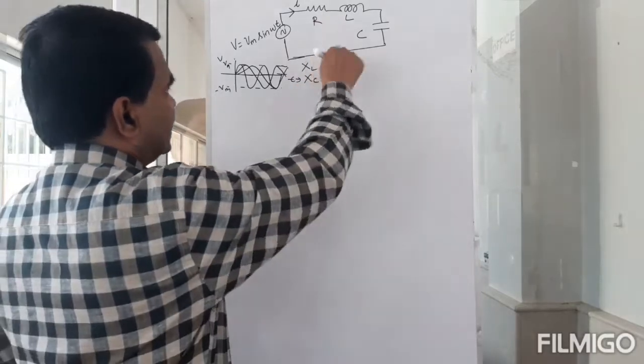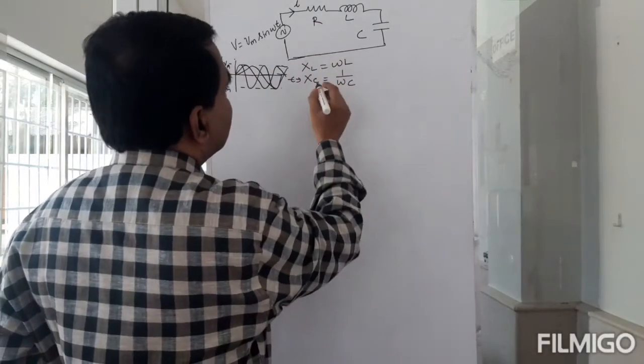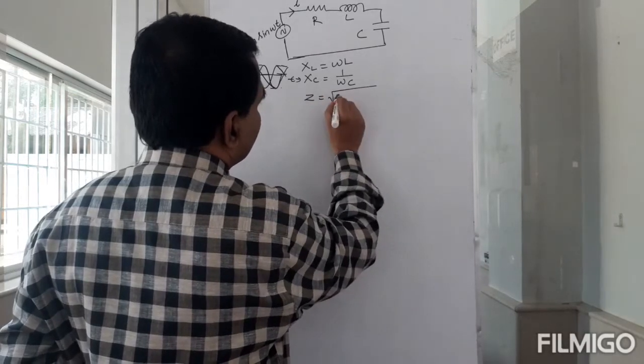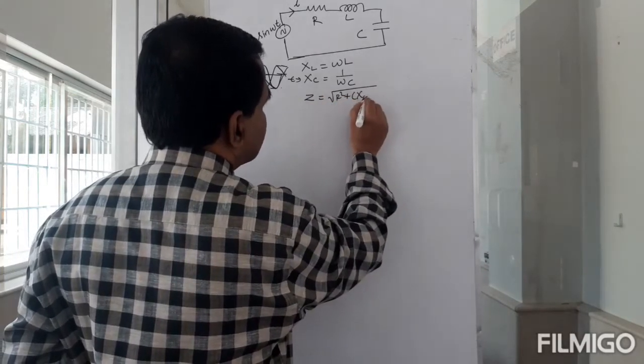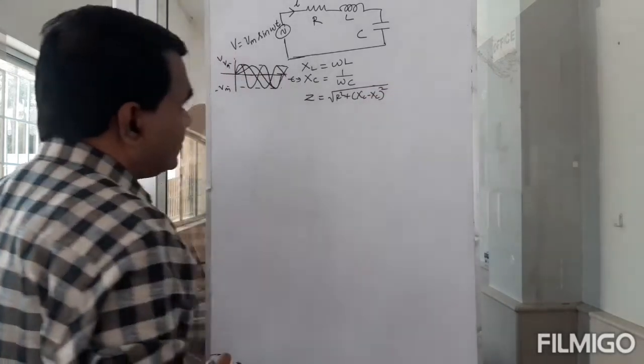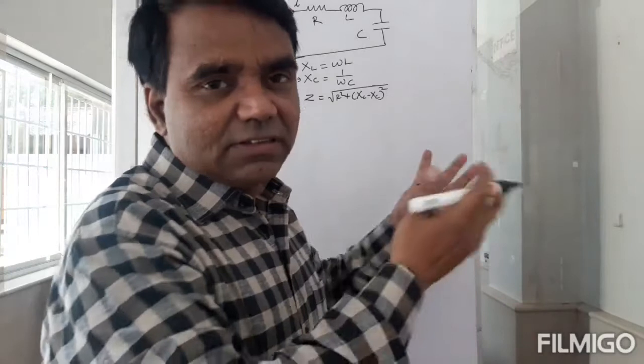And because XL and XC change, Z will change, because Z is basically the square root of R squared plus XL minus XC whole squared, or XC minus XL whole squared. So this is what matters.